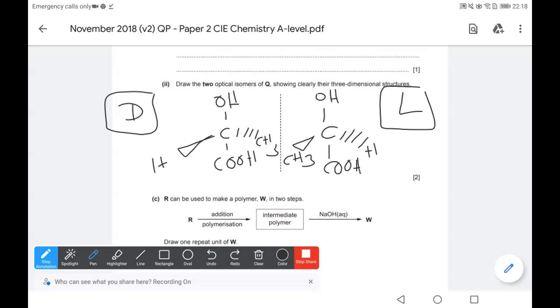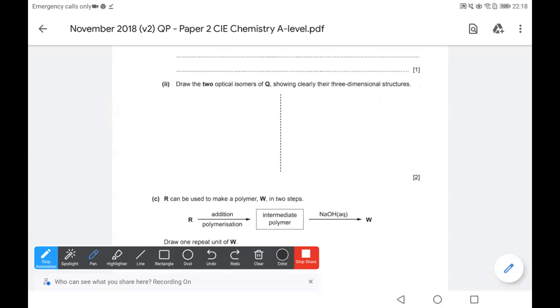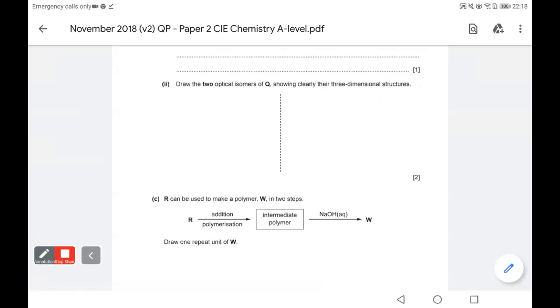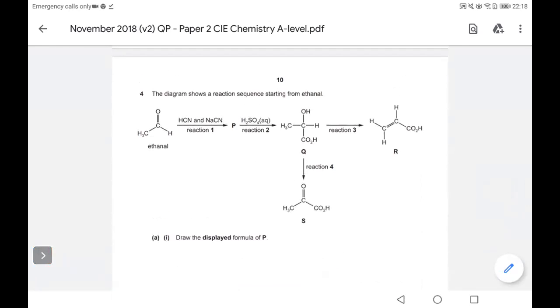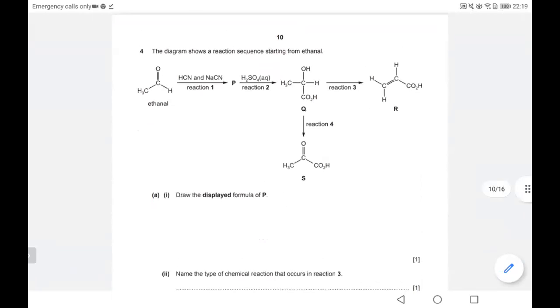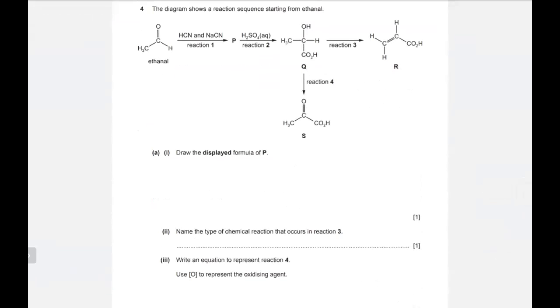Okay. And then R can be used to make a polymer W in 2 steps. Addition polymerization, intermediate polymer, NaOH, W. Draw one repeat unit of W. Where's R? R has a double bond, an olefinic group, so it undergoes addition polymerization, no problem. Then it's a polypropanoid.